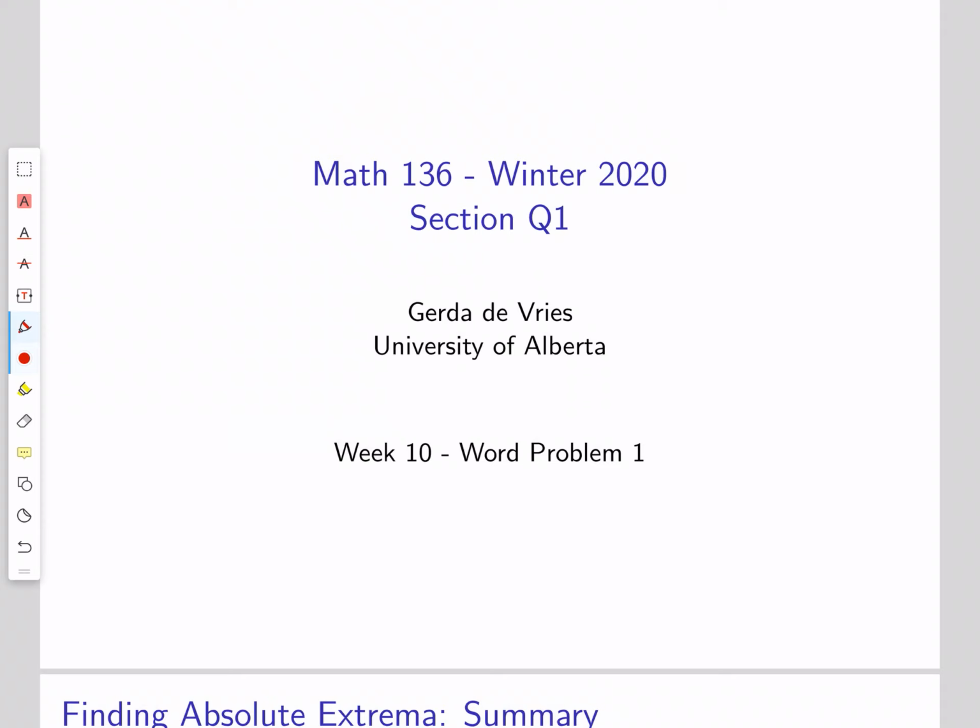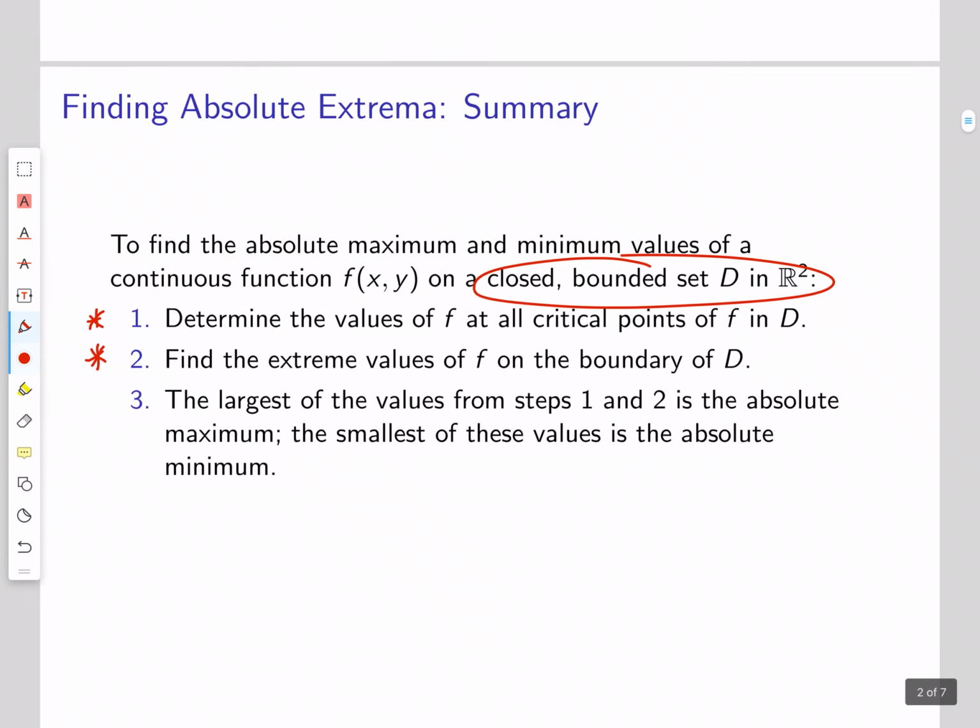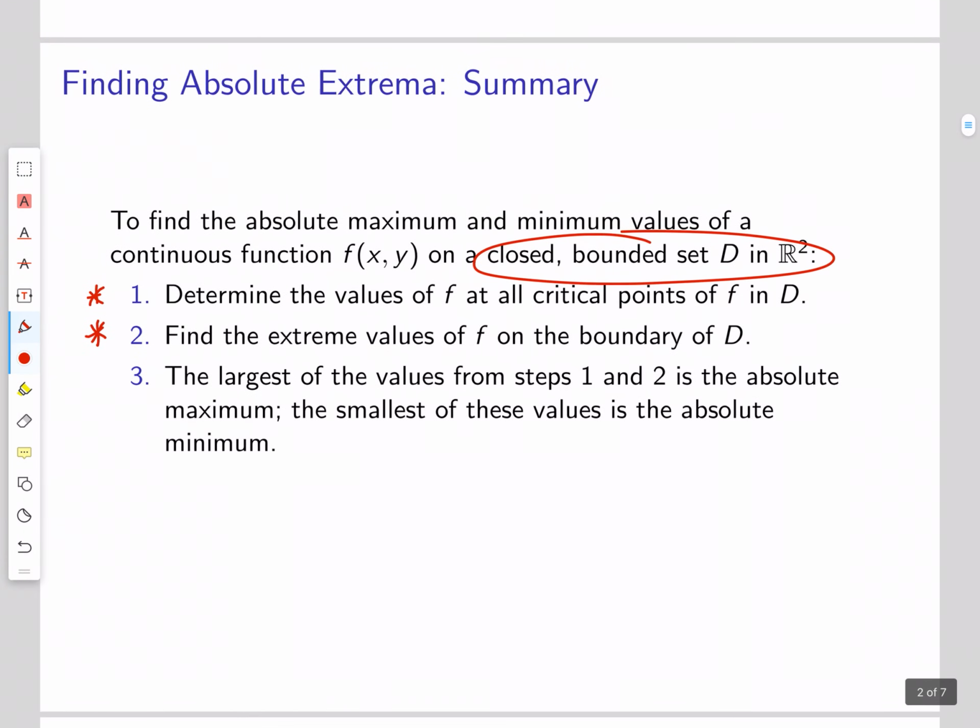One of the things that we still have to do for week 10 is to do some word problems where we have to find an absolute max or an absolute min. And in this first video, I have a fun mathematical problem, and then I will make one more video with a word problem that has a biological application.